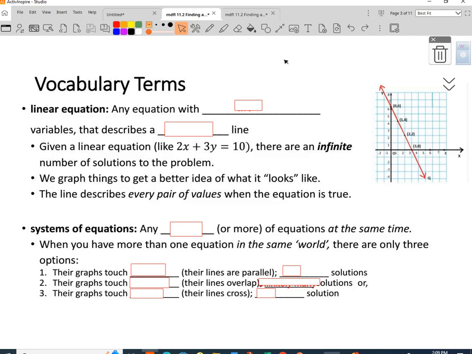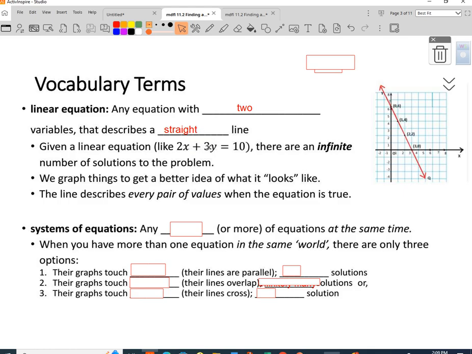A linear equation is any equation with two variables that describes a straight line. So this line here could be described with a linear equation. Given a linear equation like 2x plus 3y equals 10, there are an infinite number of solutions to the problem. So these arrows on the end here, they go on forever and ever. So that means there are ordered pairs assigned to every infinite point on this line. So for every x value you put in as the input of x, you could solve for y, and you get the output for y.